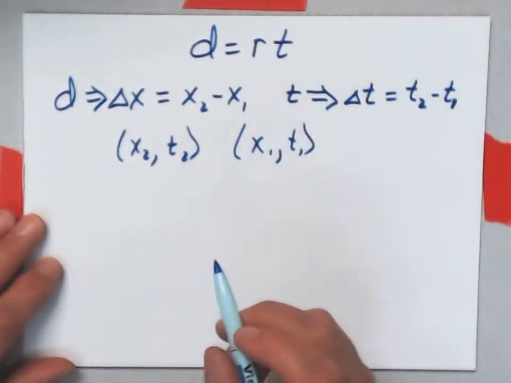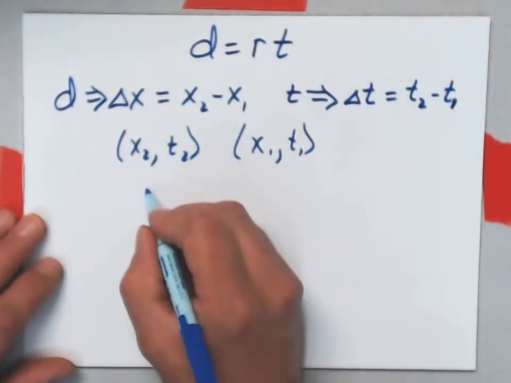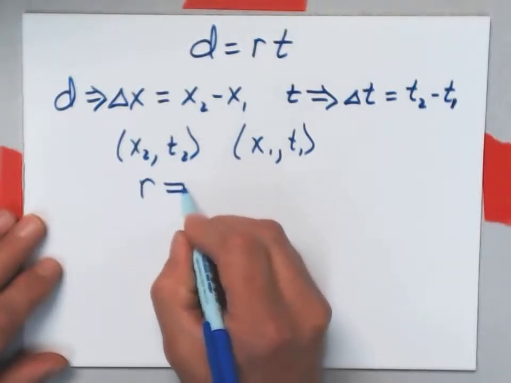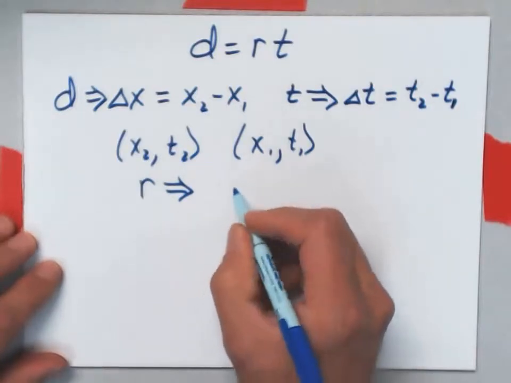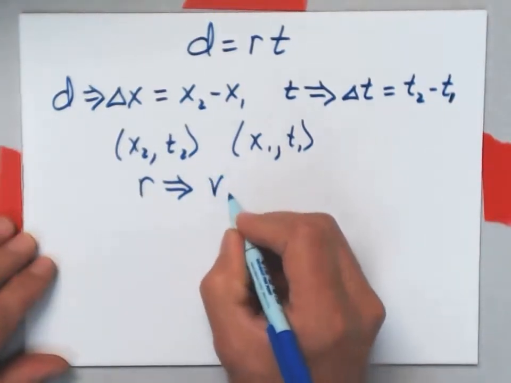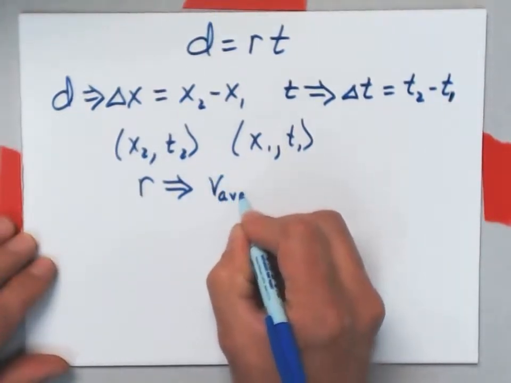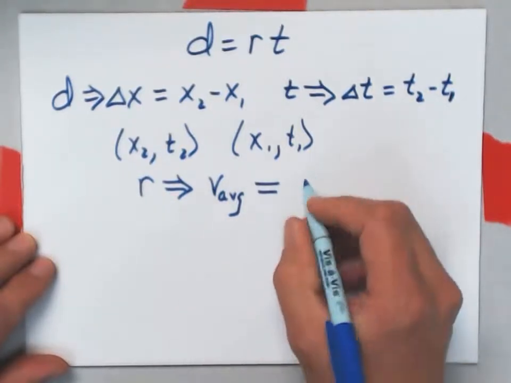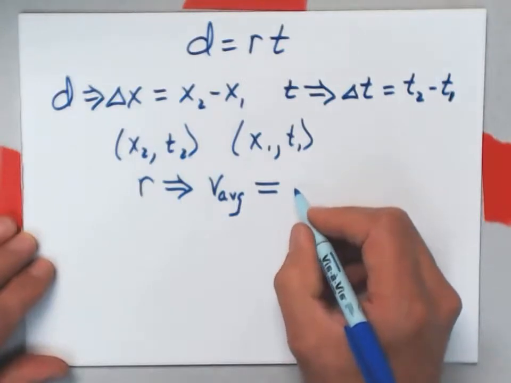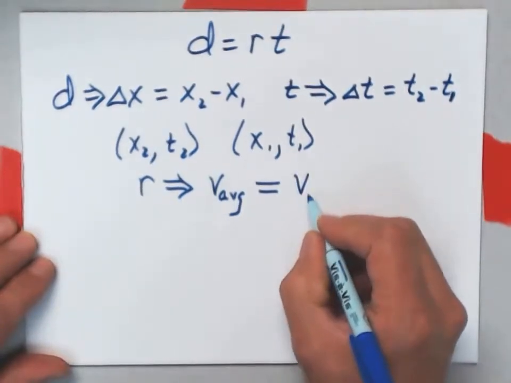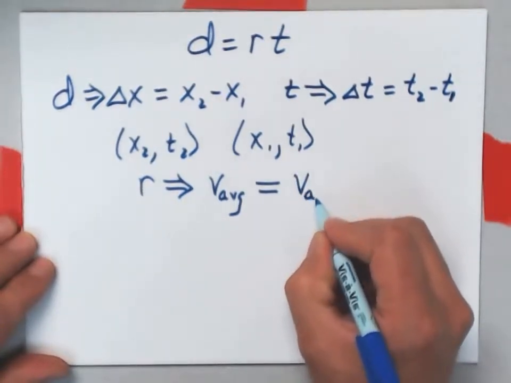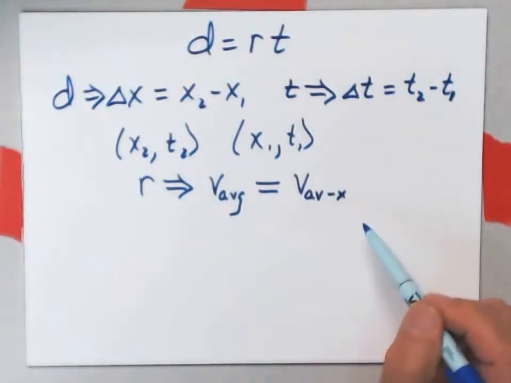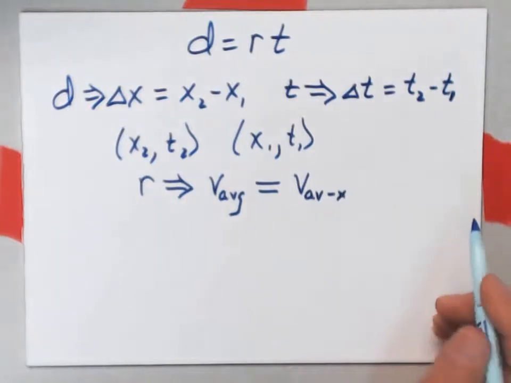Now, for starters here, instead of calling it R for just plain rate, we're going to call it, I tend to call it just V average, but your book does a little more with that. Looking ahead is actually what they're doing. They call it V-av-x, and by that they mean the average velocity in the x direction.